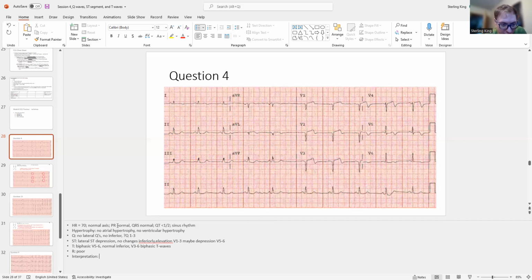Interpretation. If we look at this, maybe we could talk all about this, but that's just our first sentence. We know that everything else with the heart is fine. It looks like we have an anterior pattern, V1 through 3, which is the left anterior descending artery.